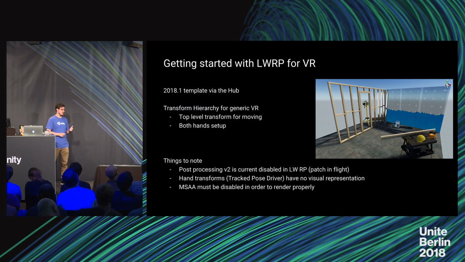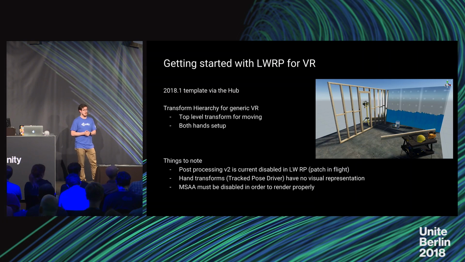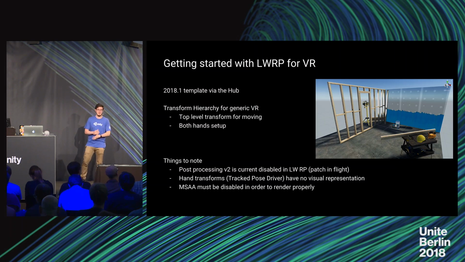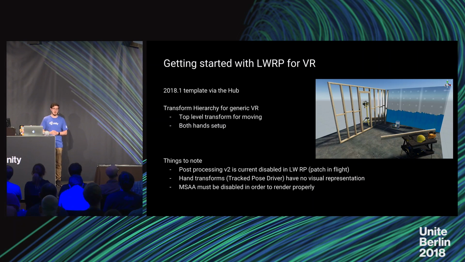A couple things to note as well, and this is just the stage we're at with the lightweight render pipeline, is that post-processing V2 does not work, so it's going to be disabled in the pipeline itself. I am talking to the engineers on the Unity side, and things are being worked on, and we think we have a patch that is able to fix that, so that's exciting. And lastly, right now, for lightweight render pipeline, you need to disable MSAA, multi-sample anti-aliasing, or you're not going to get anything rendered. This is just a checkbox available on the camera, and you can uncheck that, and that's going to allow you to actually see things.